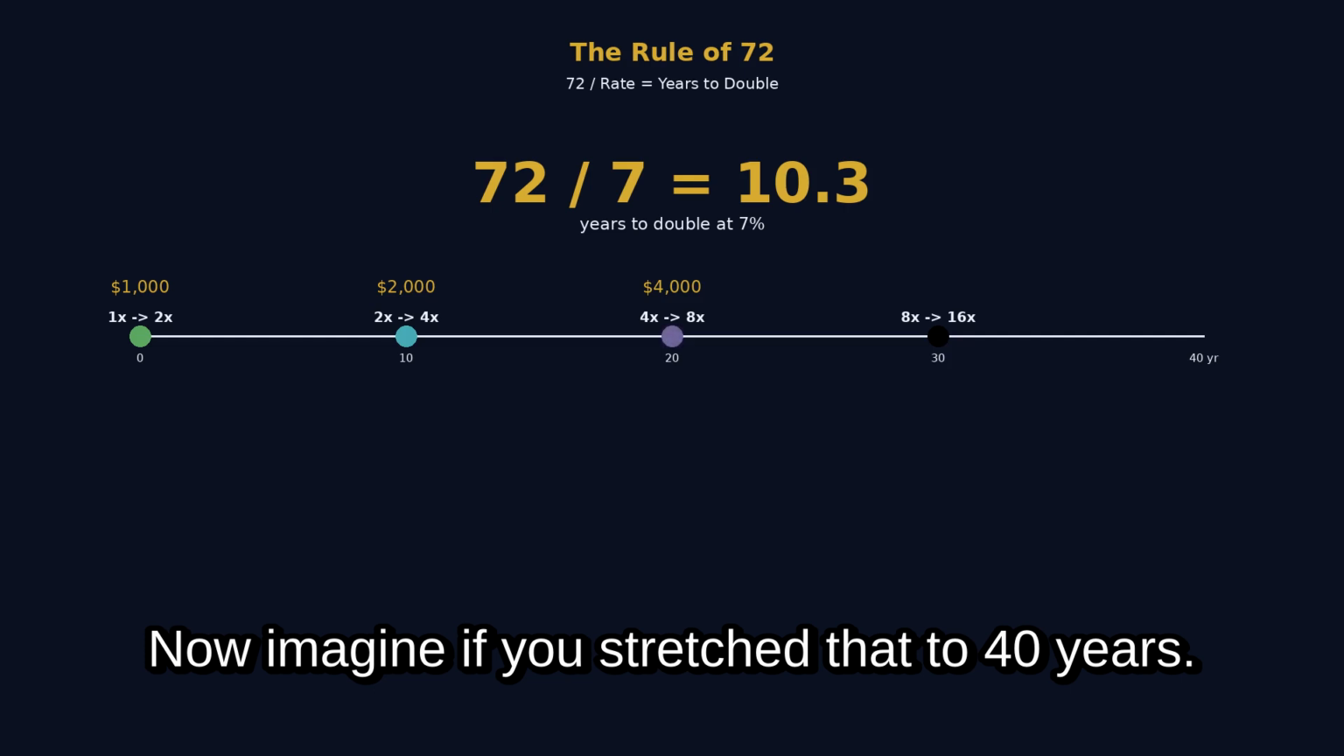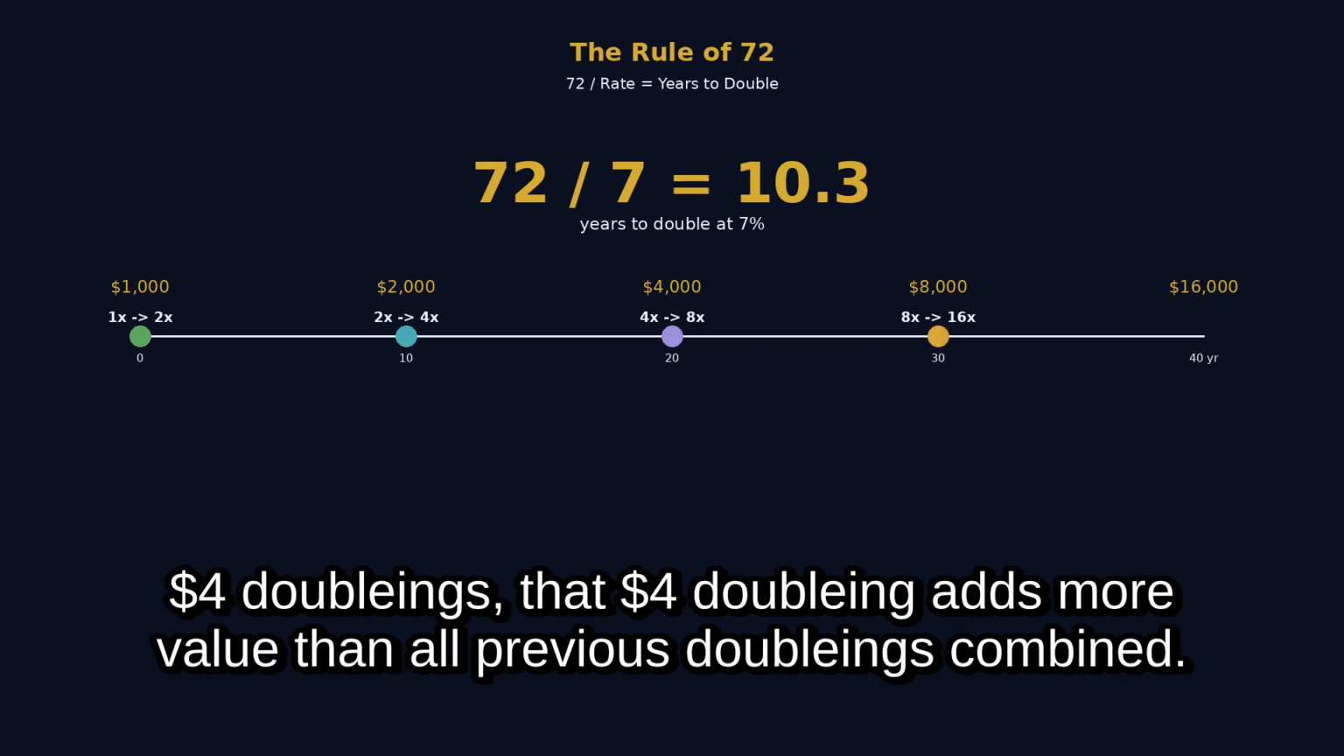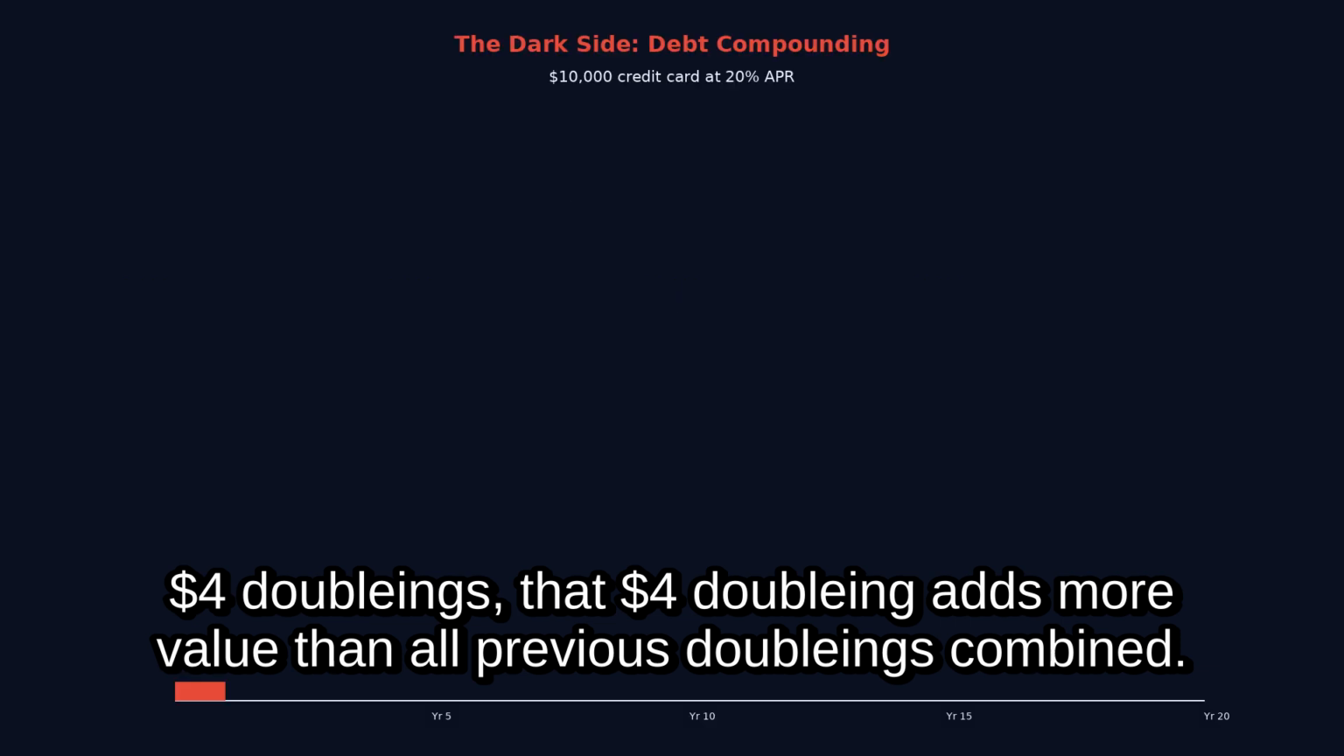Now imagine if you stretched that to 40 years. 1 becomes 2, becomes 4, becomes 8, becomes 16. 4 doublings. That 4th doubling adds more value than all previous doublings combined.